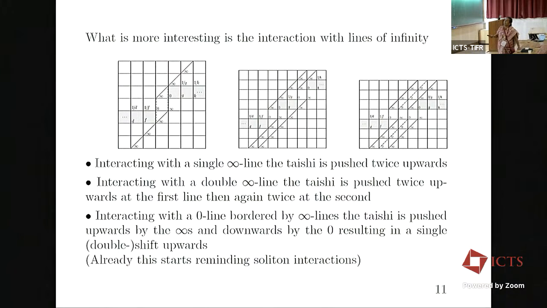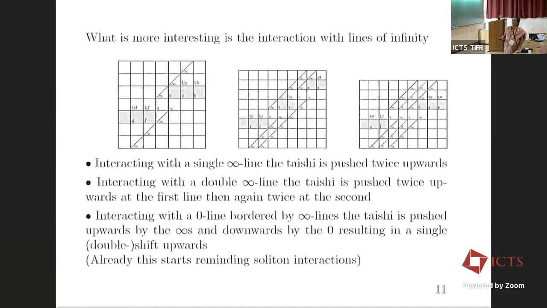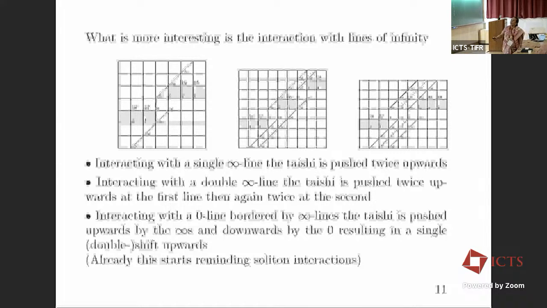What is more interesting is the interaction with the lines of infinity. So far we have studied only infinities in a bounded inner domain. When we consider its interaction with infinite lines, look at this. This is a Taishi. When it interacts with this, it moves 2 steps upwards. Let us consider the interaction with 2 infinite lines. This Taishi, for this infinite line, moves 2 steps up, and again for this infinite line, it moves 2 steps further up.